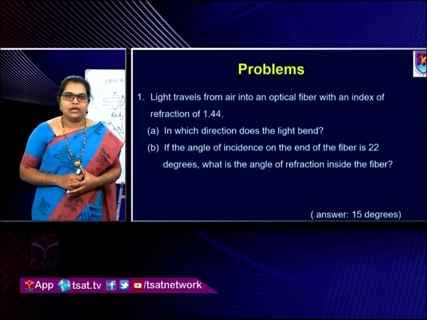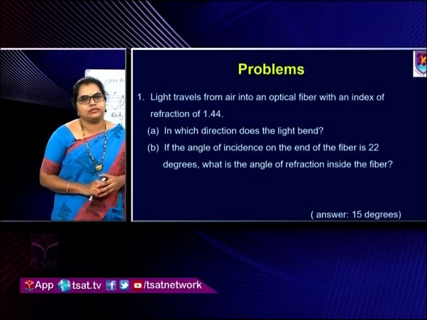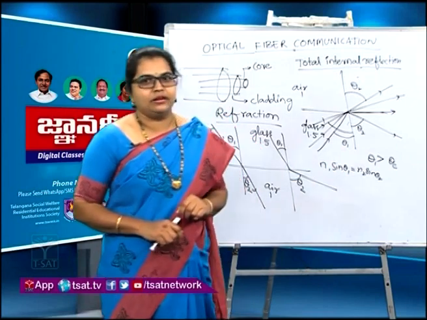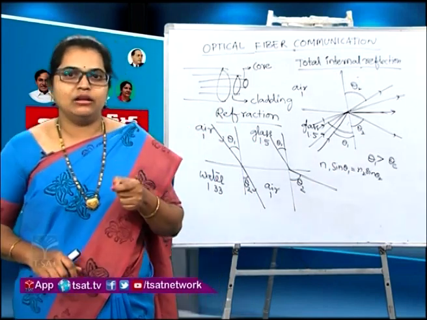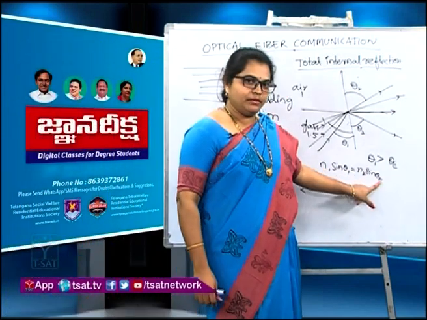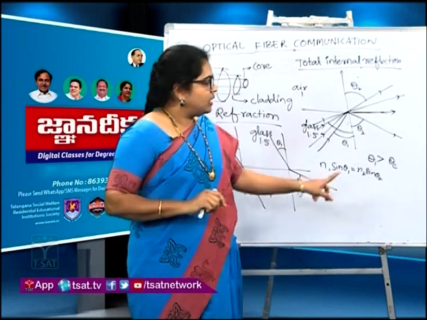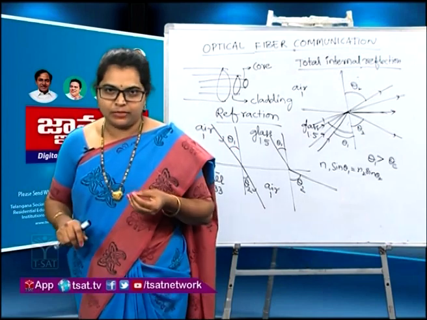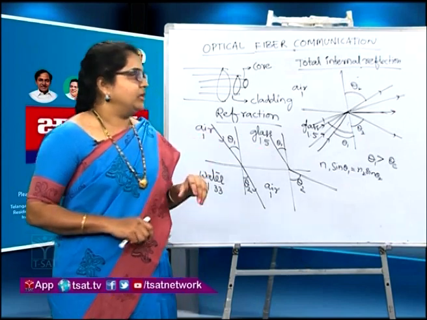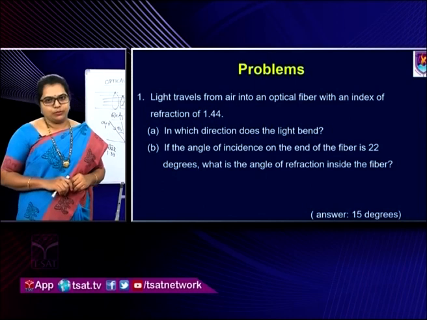And question B, if the angle of incidence on the end of the fiber is 22 degrees. Angle of incidence he has given, that is theta 1. And what is the angle of refraction inside the fiber? Angle of refraction you need to find. What is N1? N1 is the refractive index of air, that is 1. N2 is the refractive index of optical fiber, that is 1.44. So you know N1, N2, theta 1, you need to find theta 2. The answer also I have given, that is 15 degrees. I hope you can do this problem.